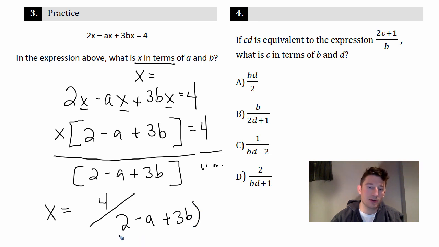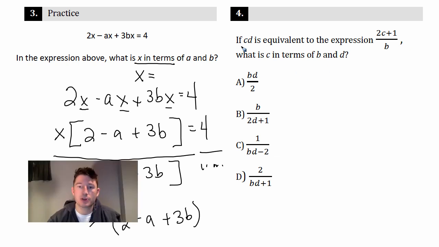So not your typical SAT answer, but the idea is you want to be able to get good at practicing how to factor things out. Let's see how that helps us with a more SAT-like question. So if cd is equivalent to the expression 2c plus 1 over b, what is c in terms of b and d?